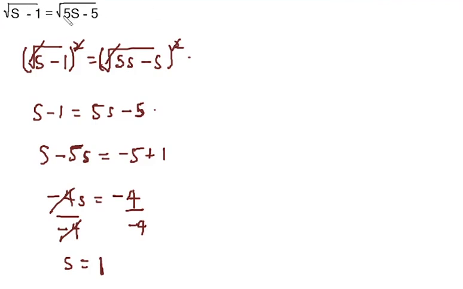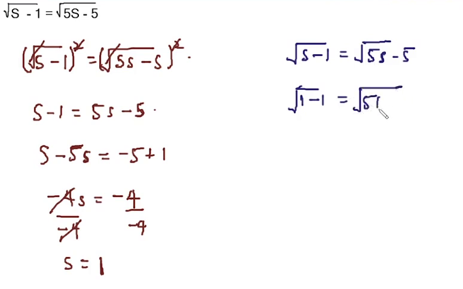Writing out my original question, I have square root of s minus 1 is equal to square root of 5s minus 5. So this is equal to, now s from our question is 1. So square root of 1 minus 1 is equal to square root of 5, open bracket, times 1 minus 5. So 1 minus 1 is 0, square root of 0. So this is equal to 5 times 1 is 5 minus 5 is 0. So square root of 0 is equal to 0. So our answer here is correct.